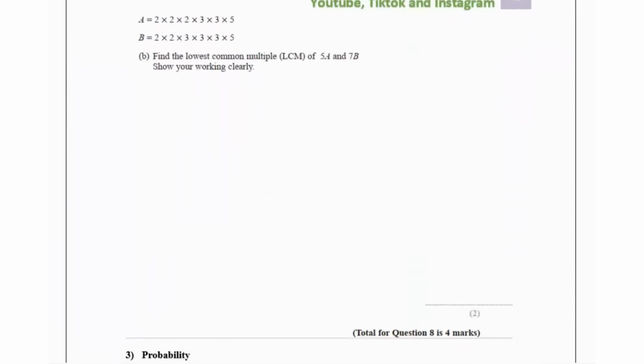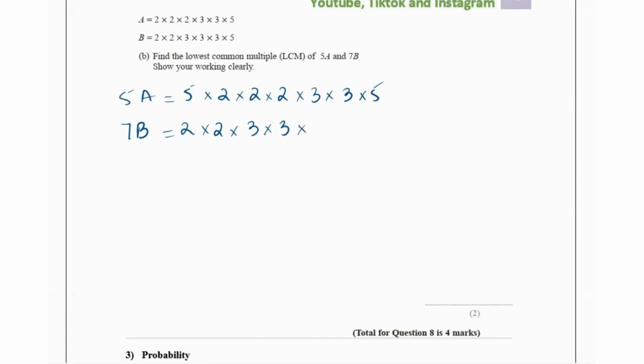Then it says A equals 2 times 2 times 2 times 3 times 3 times 5, and B is 2 times 2 times 3 times 3 times 3 times 5. We have to find the lowest common multiple of 5A and 7B. So 5A is going to look like 5 times all of this: 2, 2, 2, then 3 times 3, and 5. And 7B is going to look like 2 times 2 times 3 times 3 times 3 times 5, and then times 7.